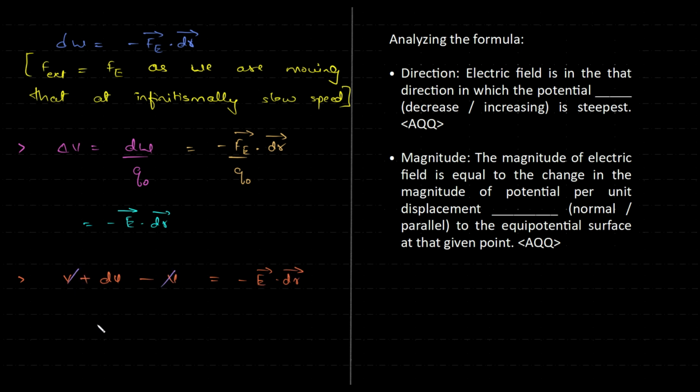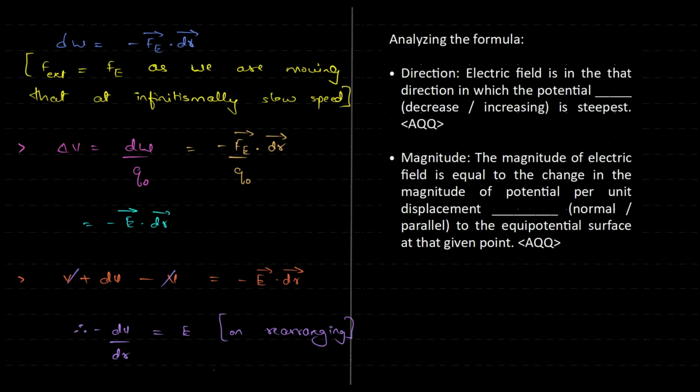So this and this will get cancelled, right? On rearranging, therefore, minus dV by dr is equal to E. Or, anyways, we can write it the other way around also. So, on rearranging. And this is your relation. What does it tell? That's very, very important. Getting this is not that big a deal, but this is what we need to understand. So let me just take a second.